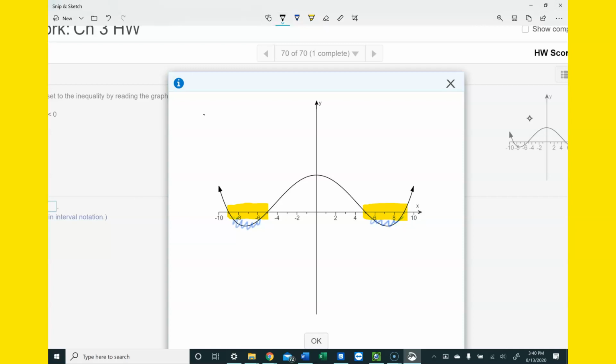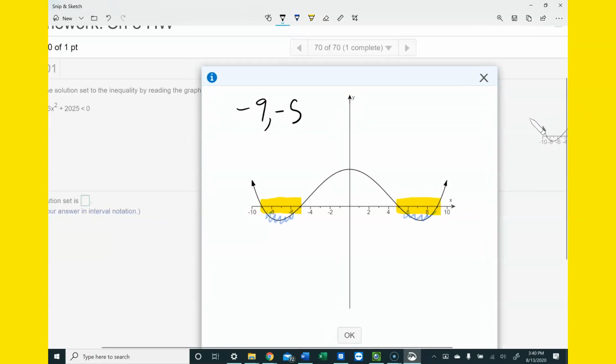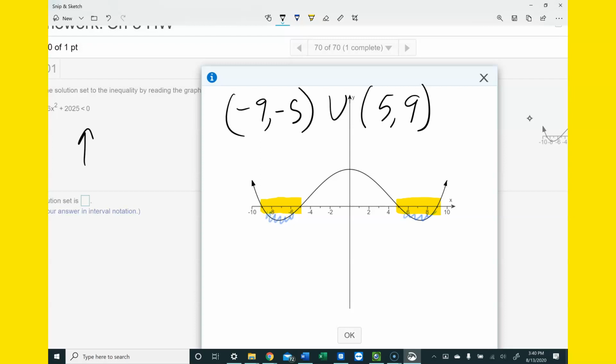How do I express that as an interval? It looks like -9 to -5, and notice it says less than 0 right here. See that? It doesn't say less than or equal to, it just says less than. So I'm using parentheses, non-inclusive of those numbers. At those numbers, it's on 0, not less than 0. So parentheses, union, 5 to 9. And that finally finishes up that Chapter 3 homework assignment. There's also a second, shorter Chapter 3 homework assignment, and I will tackle that in another video. So good luck doing those problems.